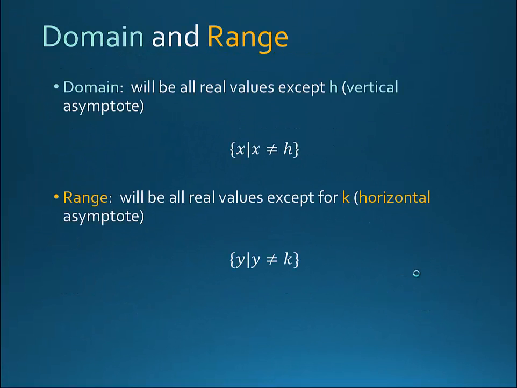Domain and range. Domain will be all real values except for h, your vertical asymptote, and will be written as x such that x is not equal to h. Your range will be all real values except for k, your horizontal asymptote. So you'll have y such that y is not equal to k.